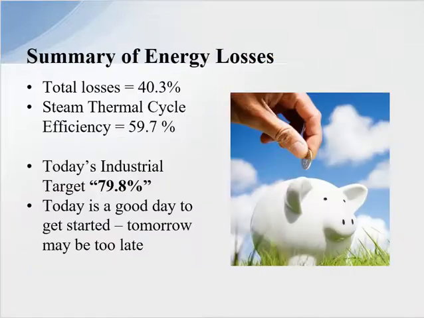So just a summary of the energy losses. The total losses that we estimated is 40.3%. And my thermal cycle efficiency is 59.7%. So the thing is that 40% of the energy I put into the boiler is not going to be utilized usefully. It's just losses in the system. Today, our target for steam system thermal cycle efficiency is 79.8%.